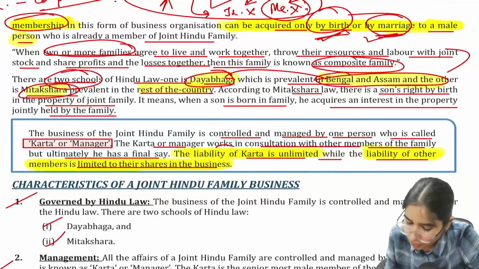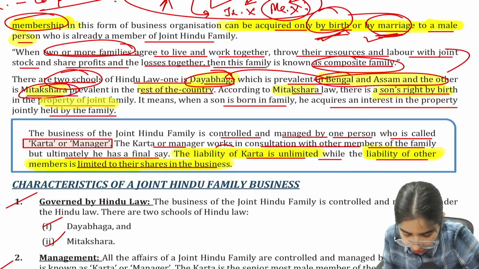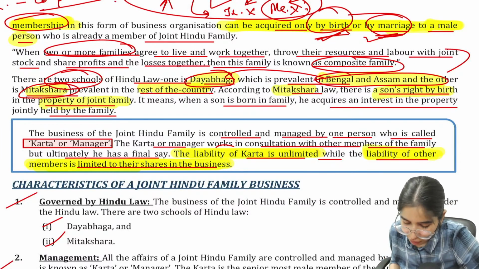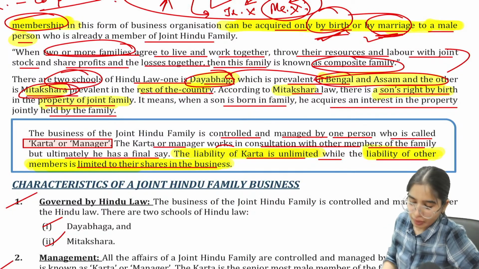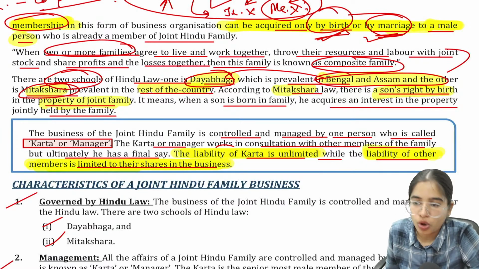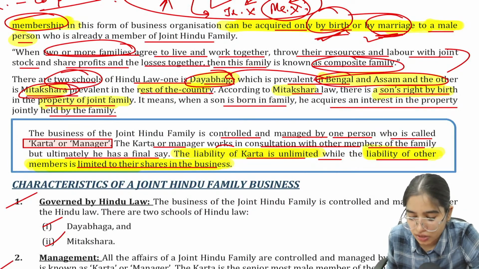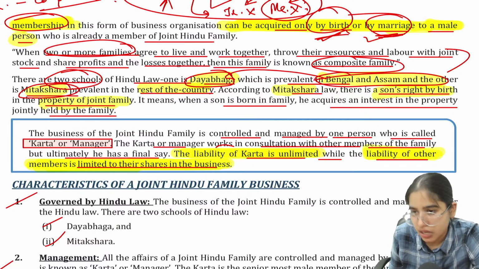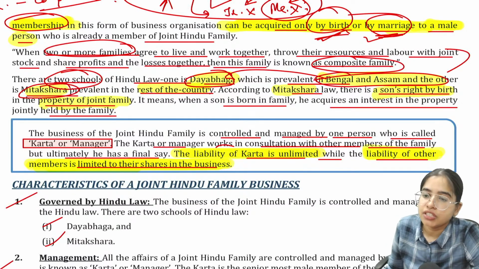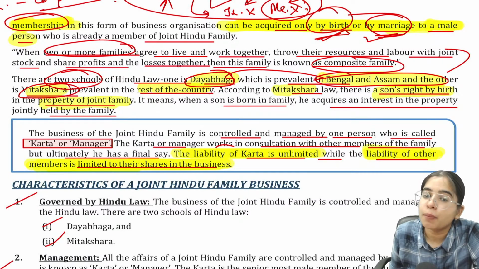So there is a law, Mitakshara. According to that, there is a son's right by birth in the property of the joint family. It means a son born in the family can acquire an interest in that property. Mitakshara law says that there is only a son's right. If you're a son born in a family, then just by virtue of your birth, you will become a member of that HUF, and you will be entitled to the properties of that HUF. So this is the old Mitakshara law.